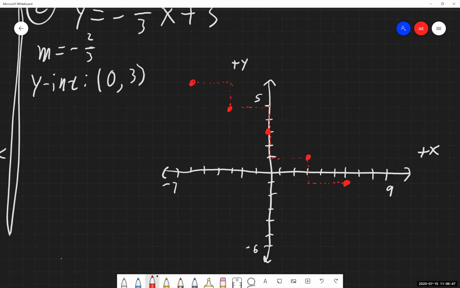So now I have at least 2 points, which is my bare minimum requirement for graphing these things. I can connect these together, hopefully. There we go. Too bad that time. Connect those things together, and bam, we have our line.